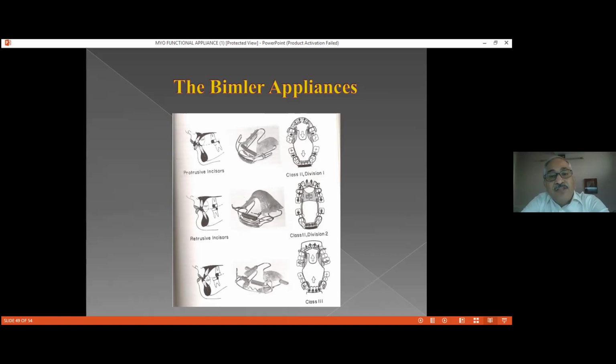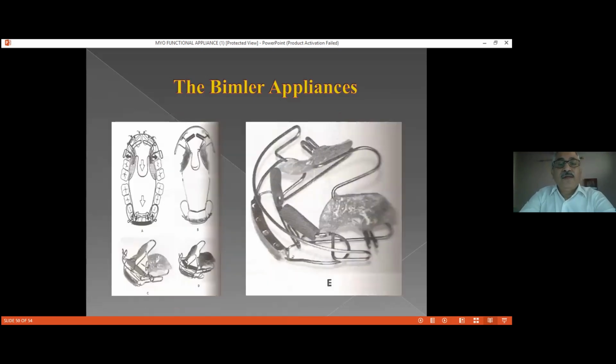And these appliances have acrylic and wires. These appliances were later modified to be used as functional appliances as well. This is a picture of a Bimler appliance, which again has a lot of wire components and less of the acrylic component, just to hold the wire, and the wires used are 036 and 040 dimensions.